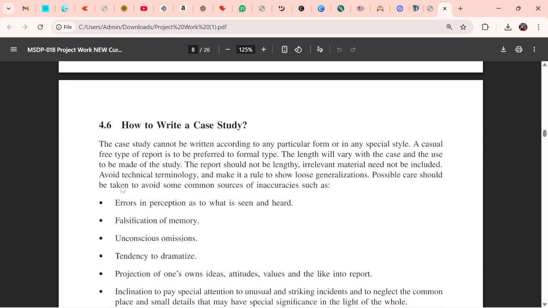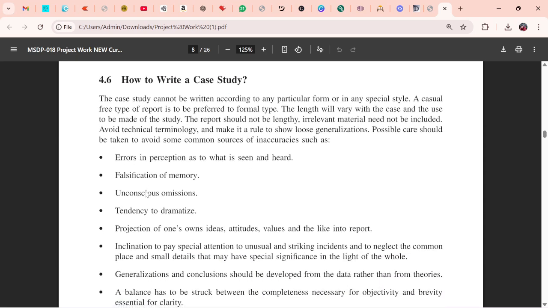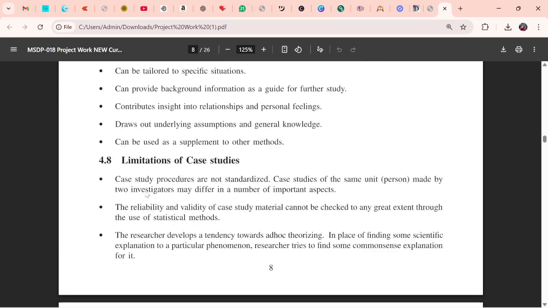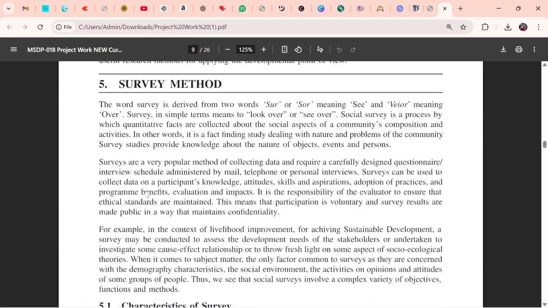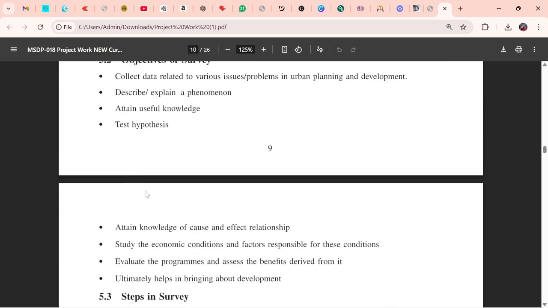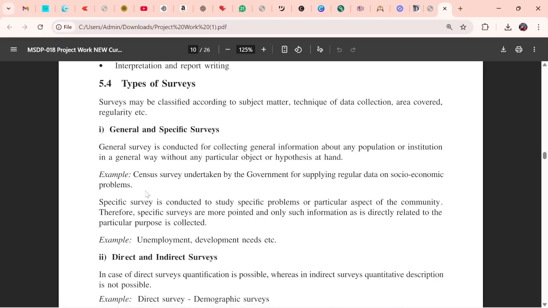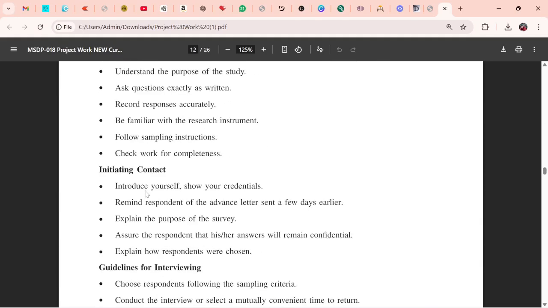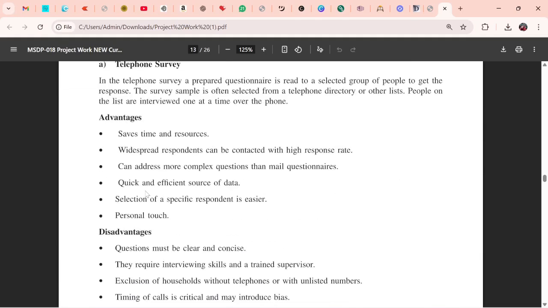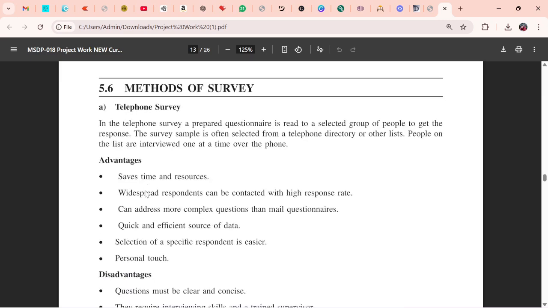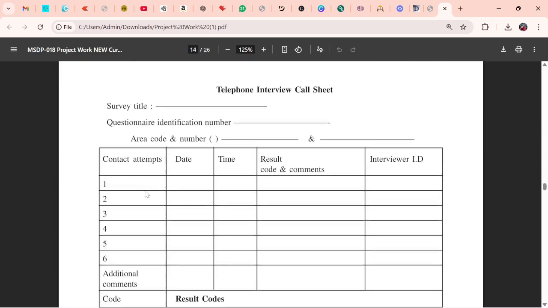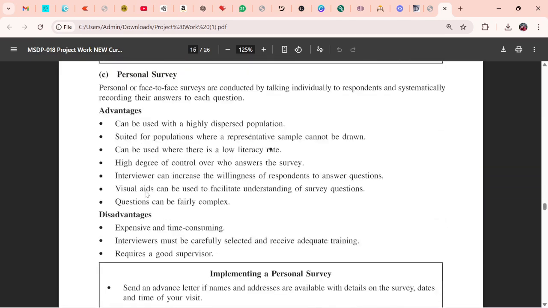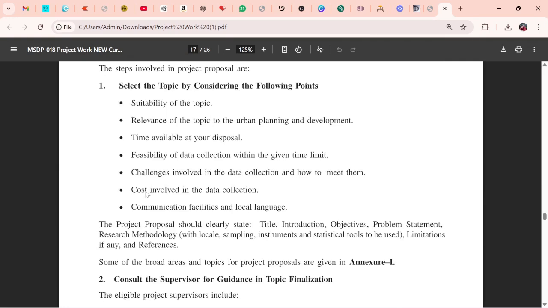Okay, now let's talk about objective, survey, steps in survey, determine. Here there's so many things given in the guideline. However, we should focus on the most important things.